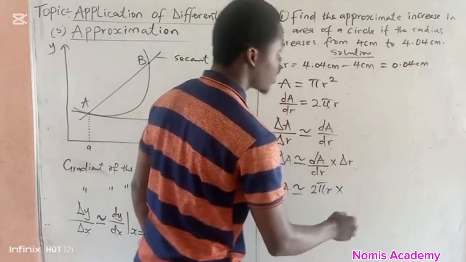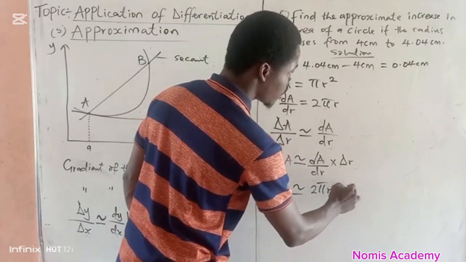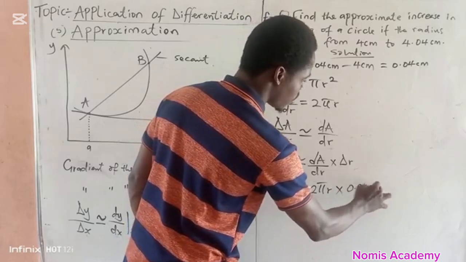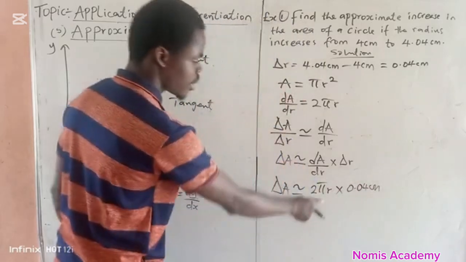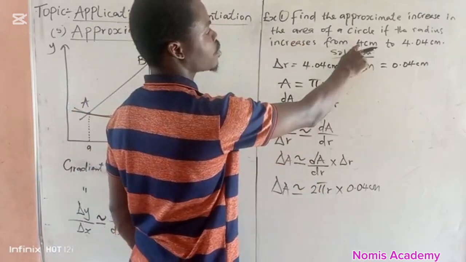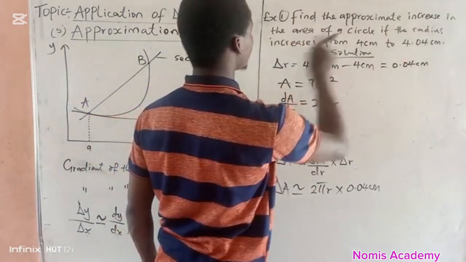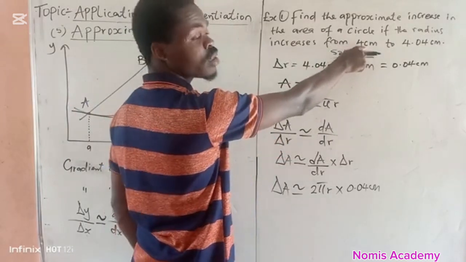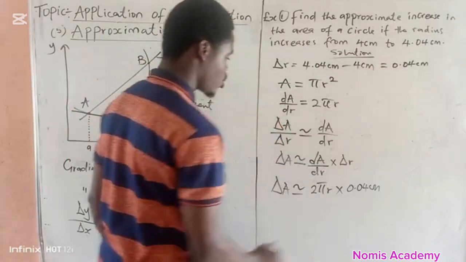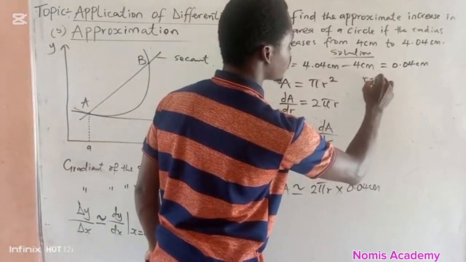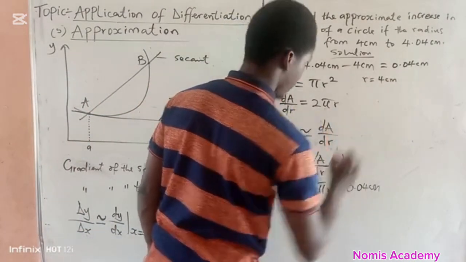Delta r is 0.04 centimeter. So we write 0.04 centimeter. Then what is r? Of course, we know that the radius of the circle is r. If the radius increases from, so the initial radius of the circle is 4 centimeters. So we have our r to be 4. So we can also state it here. r is equal to 4 centimeters.